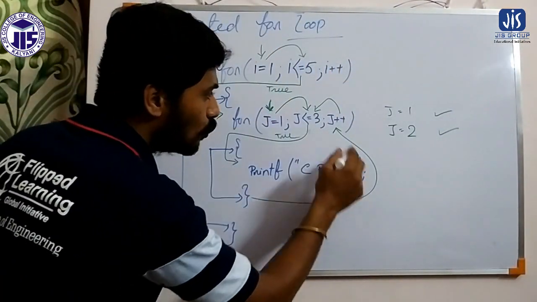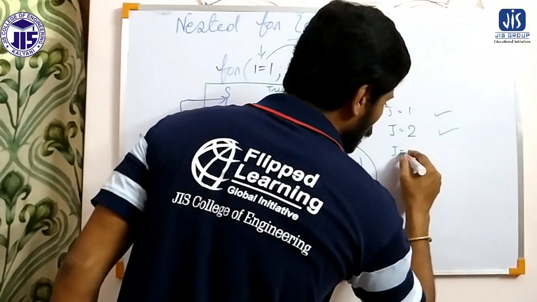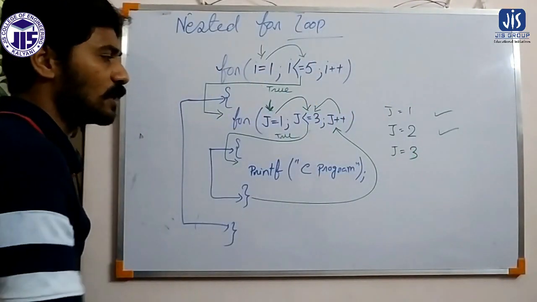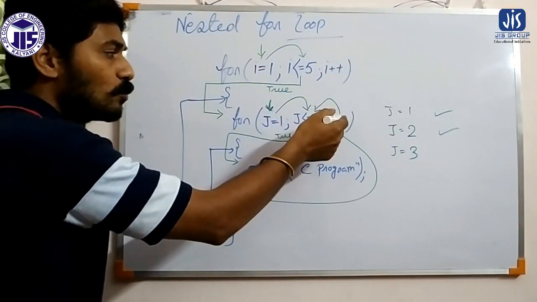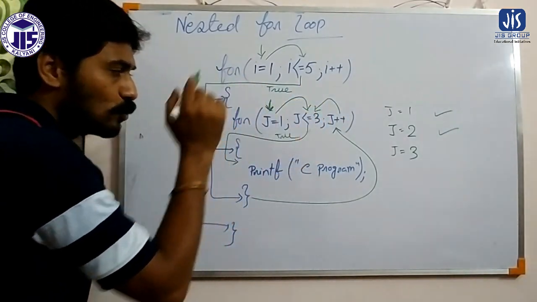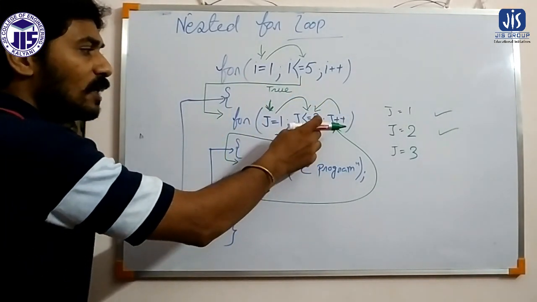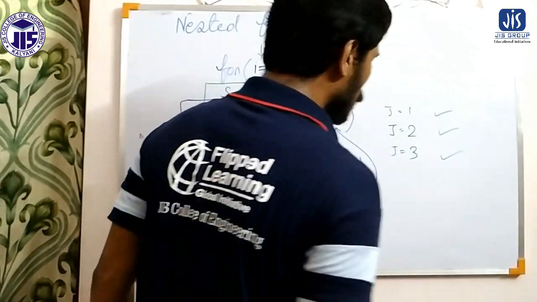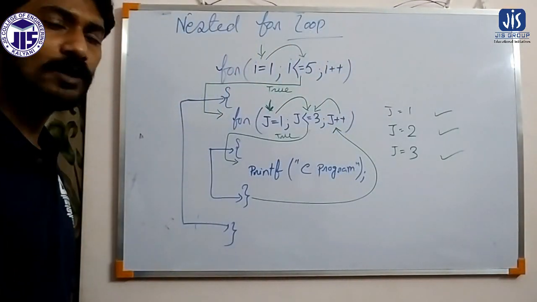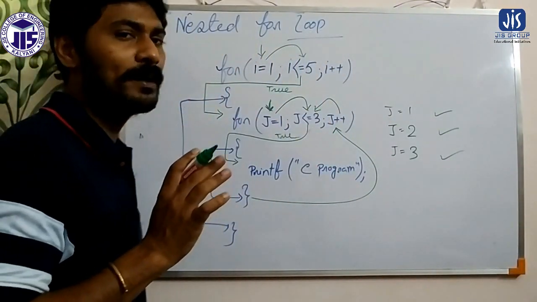After that again it will go to the increment. So the value of J will become 3 now. So after the increment with the value of J 3, again it will come to the condition. So for the 3 it will again be true. So the printf statement will again be executed. After that the value of J will become 4.